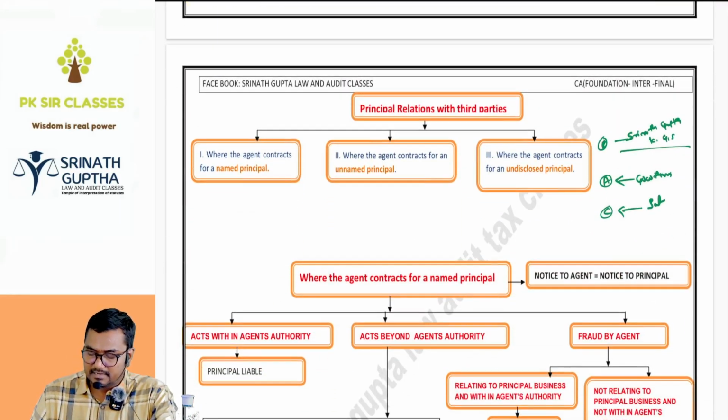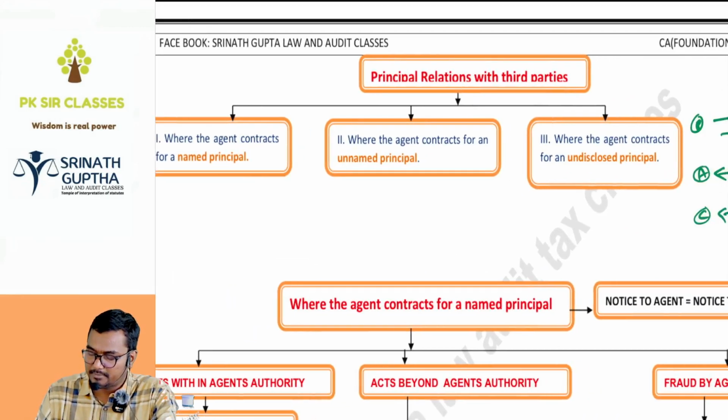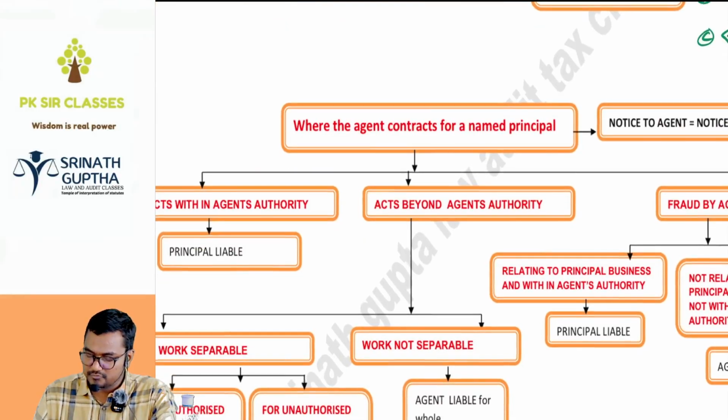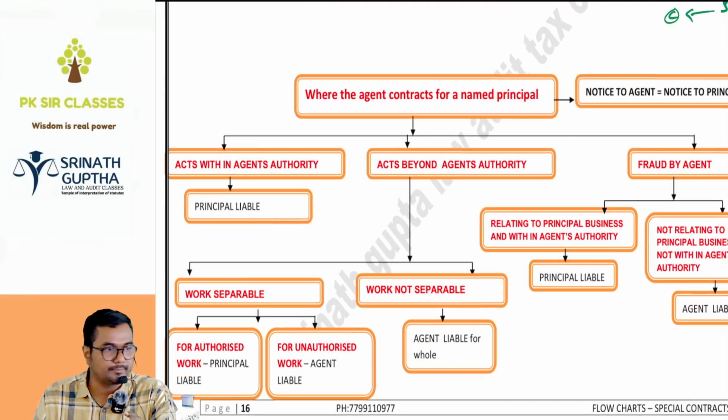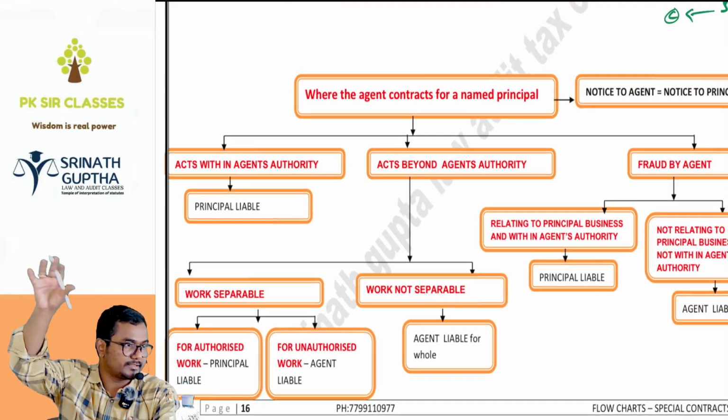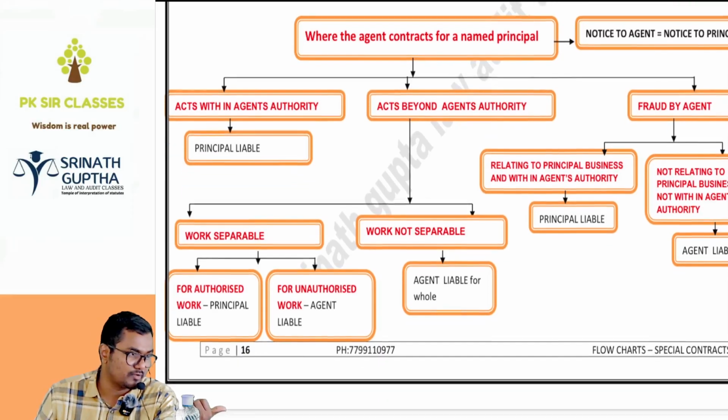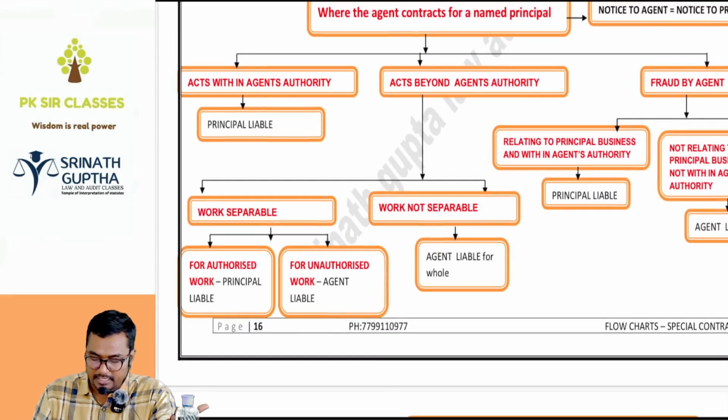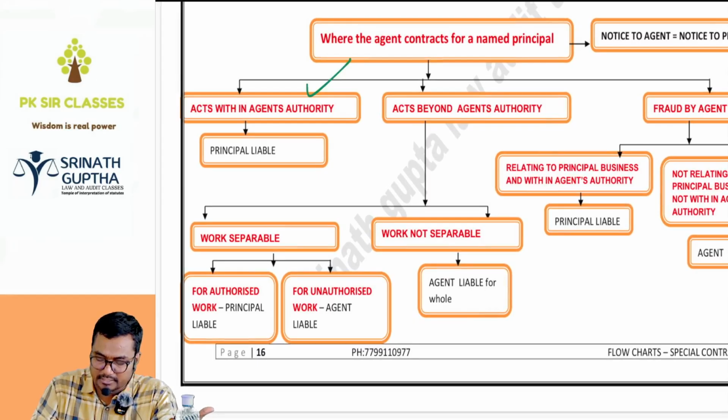Relationship with the principal, the principal's relationship with the third party, it is of three types: named principal, unnamed principal, undisclosed principal. So first one, where the agent contracts for the named principal. Shop name is Srinath Gupta Kirana and General Store. But who is sitting in the shop? One is sitting in the shop. So if the agent is acting within his authority, who is liable?